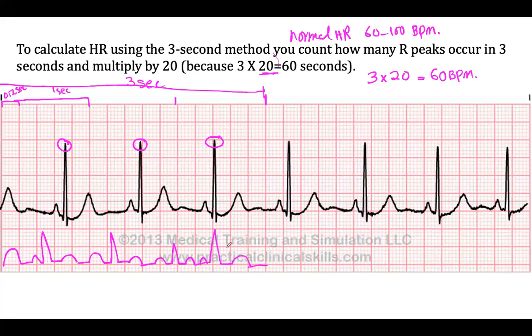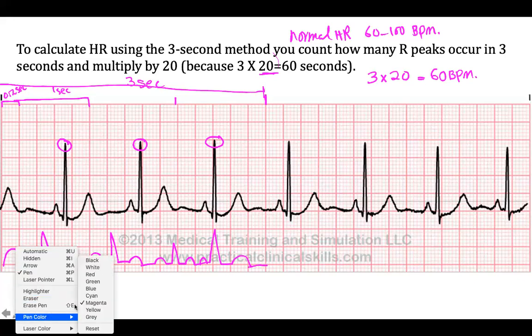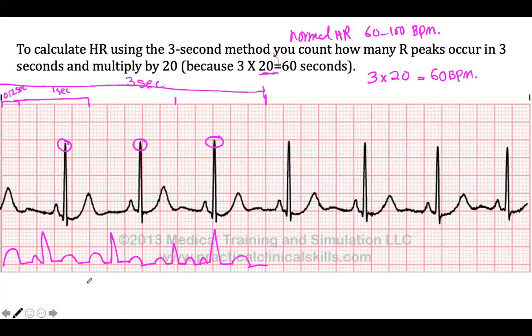So now, same time, right? Same time, we have 3 seconds, but look, now I have 1 peak, 2 peak, 3 peak, and 4 QRS peaks. So I would say in that case, I have 4. I still have the 20. So now my heartbeat is 80 beats per minute.